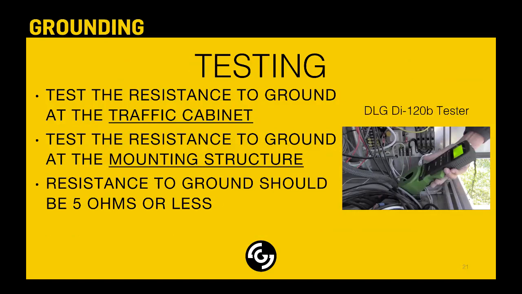So here's an example of the tester. You can use the DLG 120B tester. We've used that for quite some time now. Also, there's other manufacturers. Fluke makes one. But you want to make sure you have a good ground tester for testing the resistance to ground. Again, testing it at the traffic cabinet. You can see here in this picture, we're testing the line coming up out of the conduit onto the panel. And then you also want to test the structure, as I mentioned earlier. And again, we're looking for 5 ohms or less resistance to ground on that.